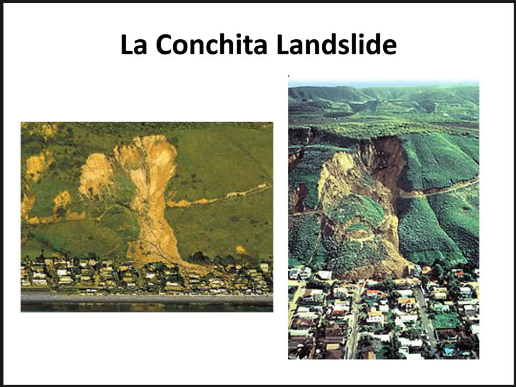So in your textbook, please read over the section about the La Conchita landslide. At the time of this landslide, I lived in Santa Barbara, and it was a major event. The mud flowed over Highway 101, which is the major artery between Santa Barbara and Southern California, as well as from Southern California up to Northern California. And it closed the highway for several days. This had a major impact on goods that couldn't be shipped to Santa Barbara and beyond.